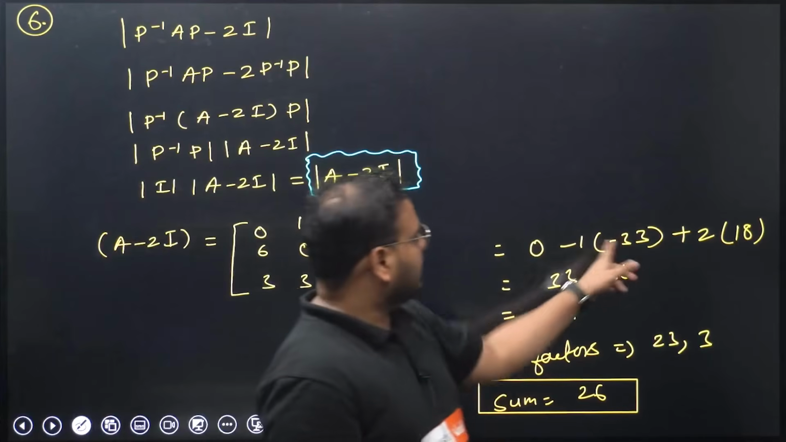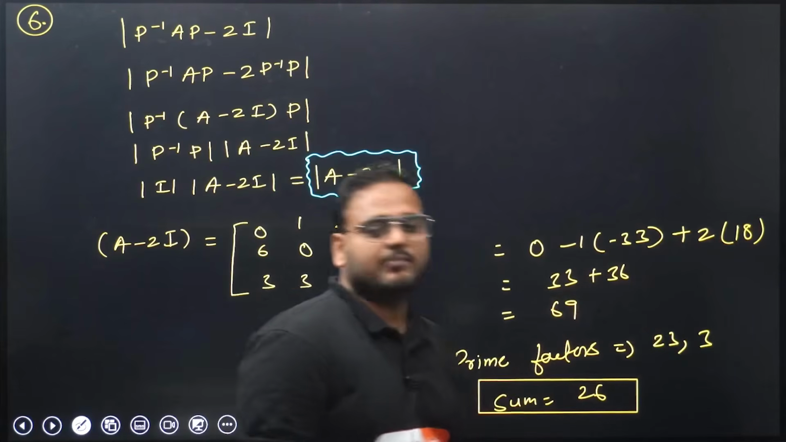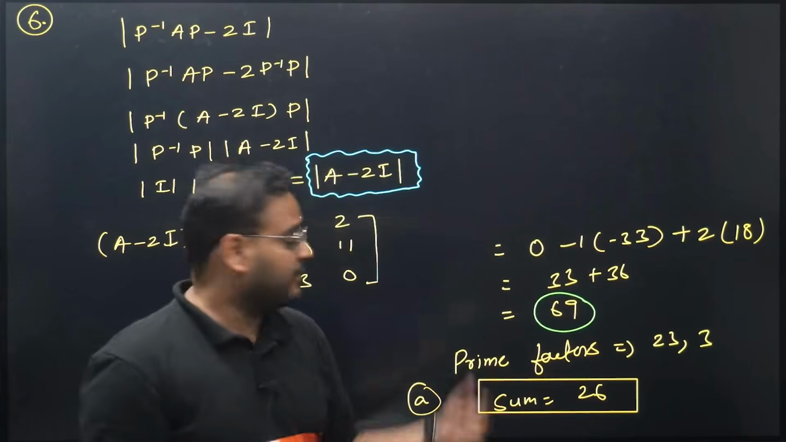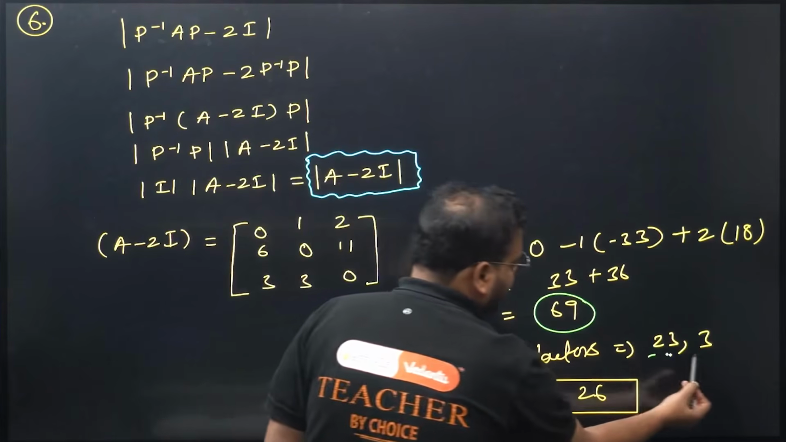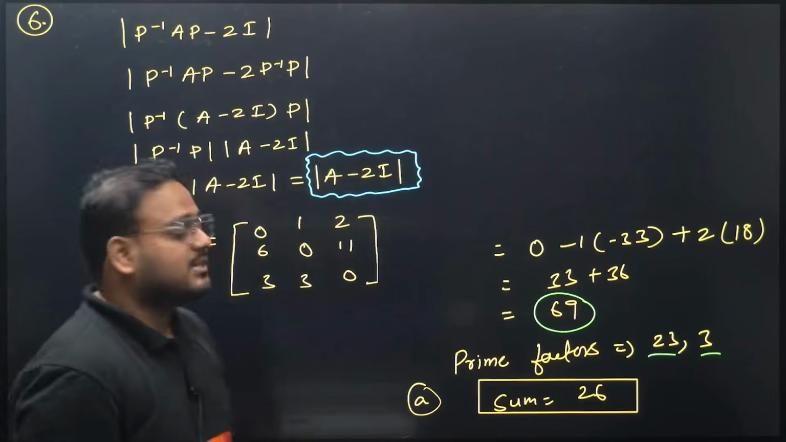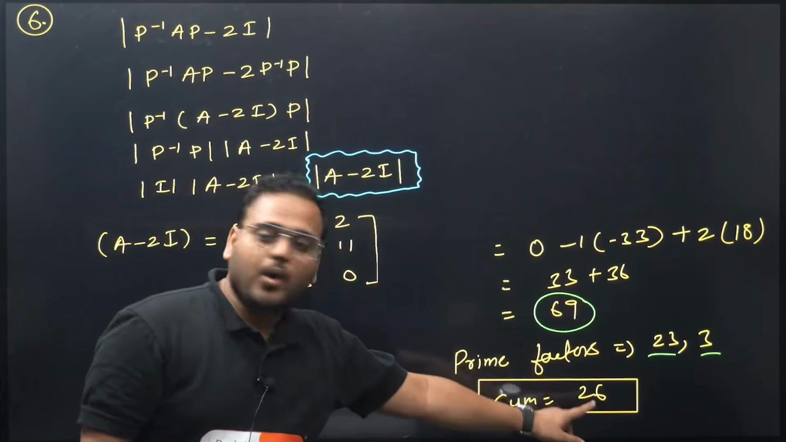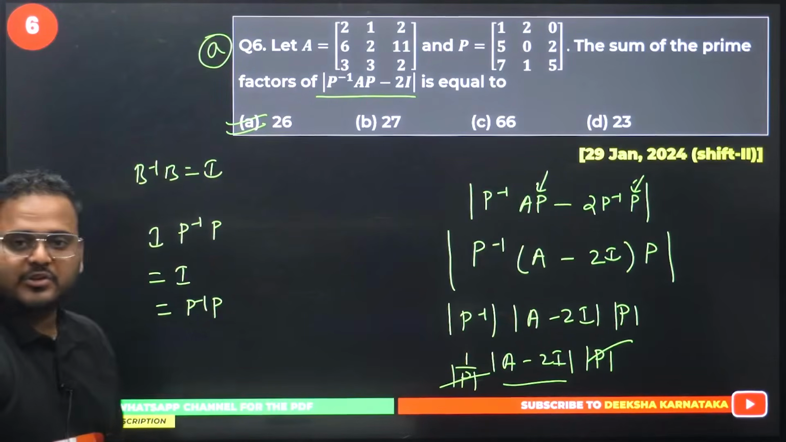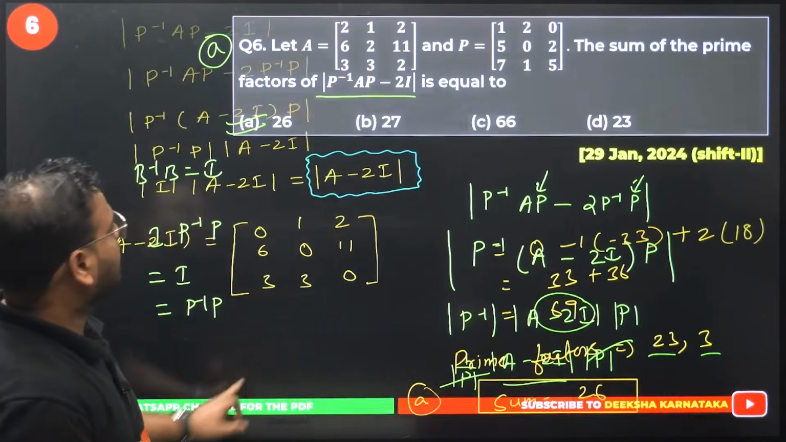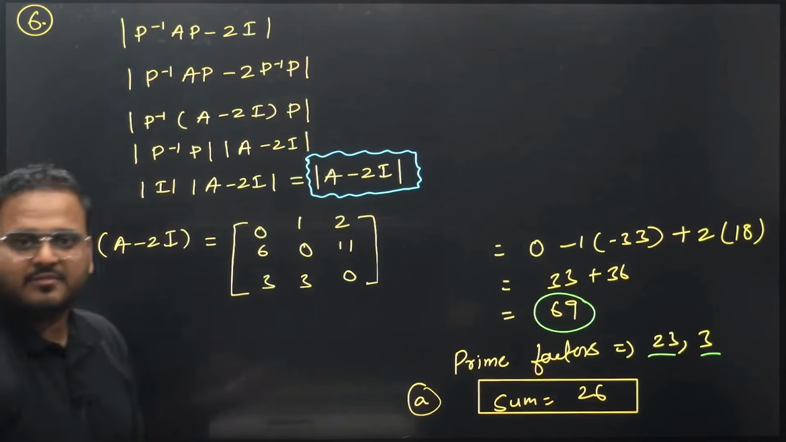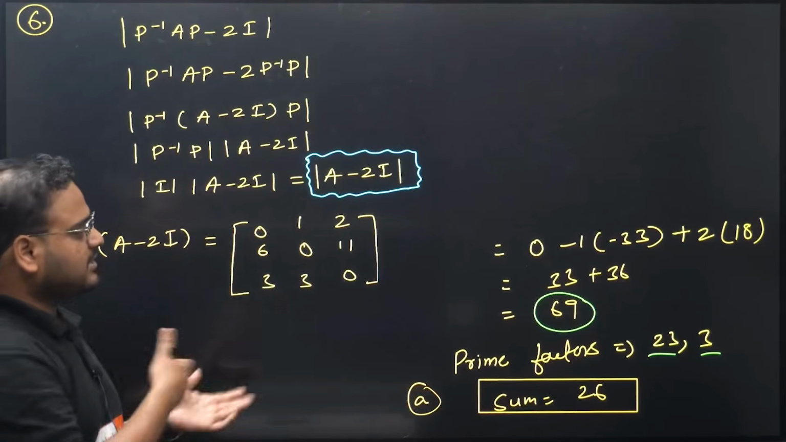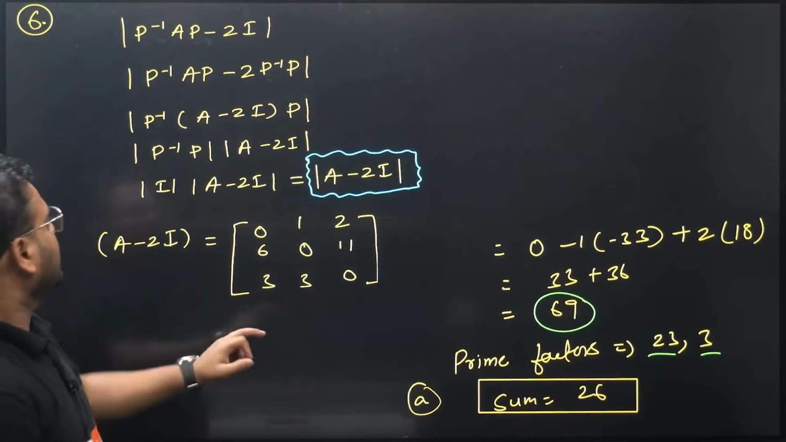What is it? 33 and 36. The sum is 69. The factors of that will become 23 and 3. They are saying what? The sum of the factors, which will be 26. Answer is A. Question number 6 is done. Have a look. Clear? Simple enough. I think it is one of the easiest questions that we have solved so far. Okay, and across the session only, it will be one of the easiest questions. Yeah. So this is done.